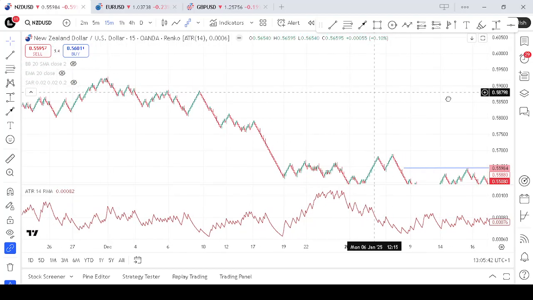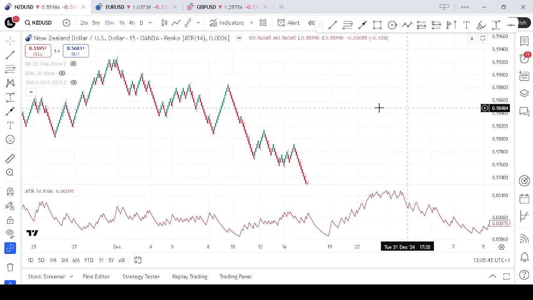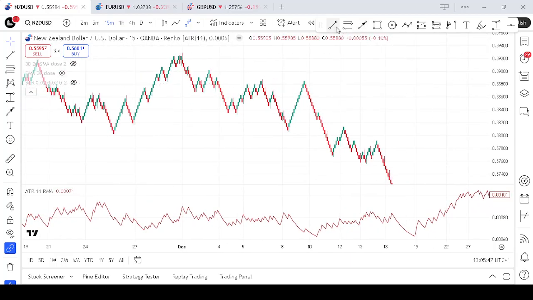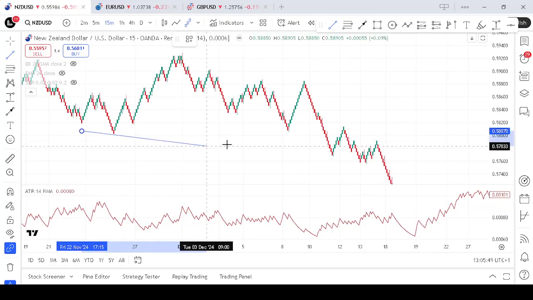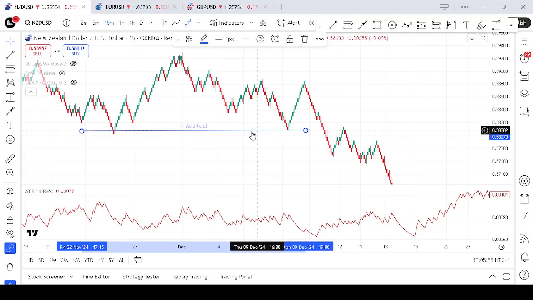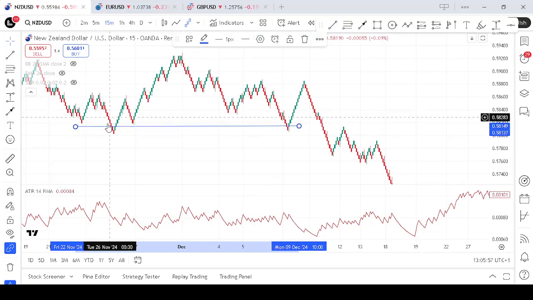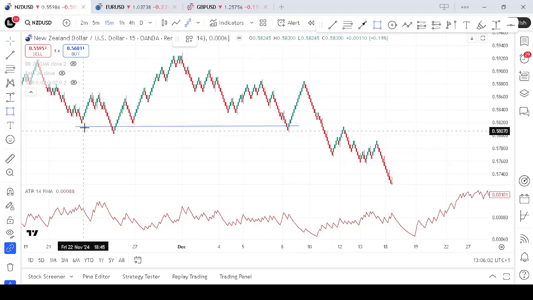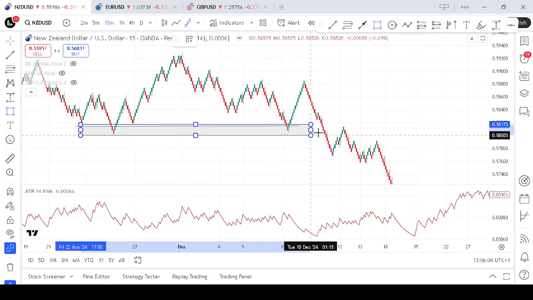Yes, this is a very good example of a breakout where price failed to break a zone, kept on retesting it. This can be our support area. This is our support line. As you can see, there is a lot of price action at this area. Let's use a zone to make it easier.